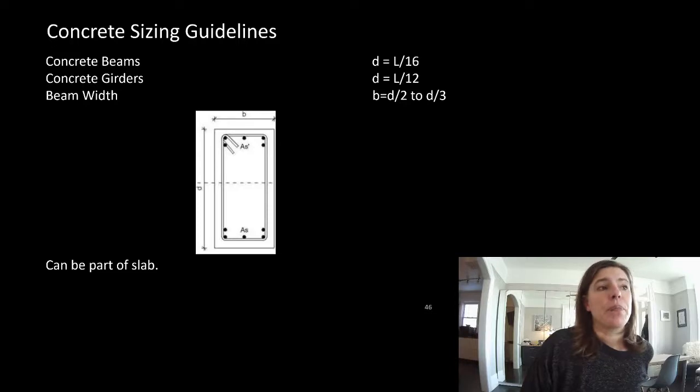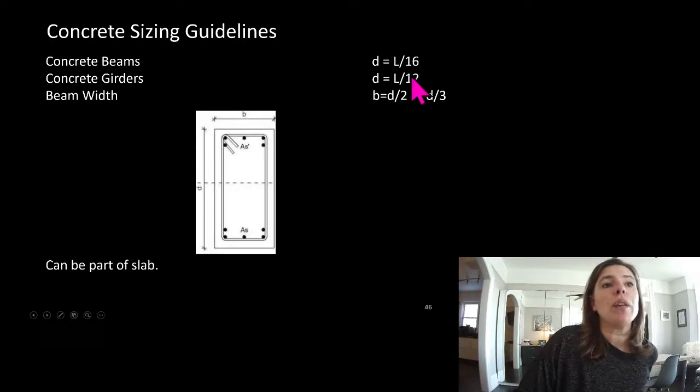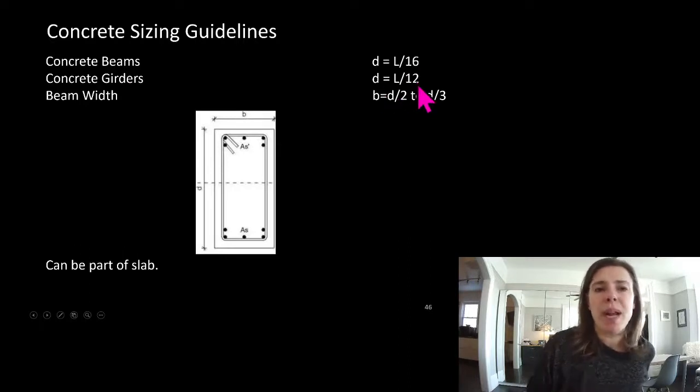Concrete beams. We're going to use a depth of L divided by 16, unless it's doing a little bit of a harder job, and then we're going to do L divided by 12. So if it's a girder, we're going to bump it up a little bit. We don't have purlins in this because our slab is doing the job of the deck and purlins, or deck and joists, or deck and open web steel joists combined into one thing. So now we just have the beams that are left.